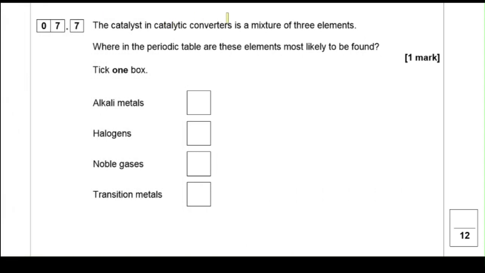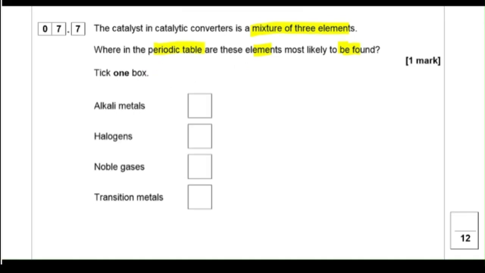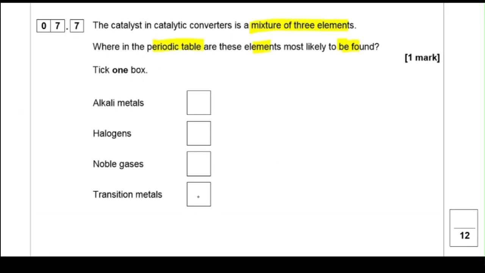Question 7.7. The catalyst in catalytic converters is a mixture of 3 elements. Where in the periodic table are these elements most likely to be found? Tick 1 box for 1 mark. This question is about the periodic table, and transition metals are well known for acting as catalysts. So to get 1 mark, you must tick the box that says transition metals.